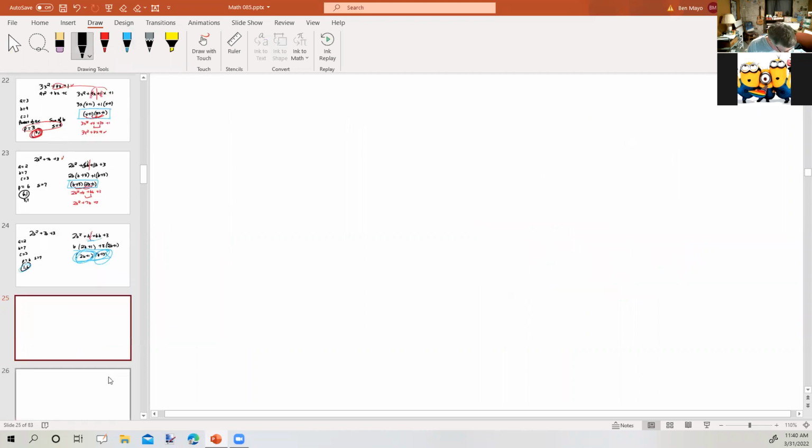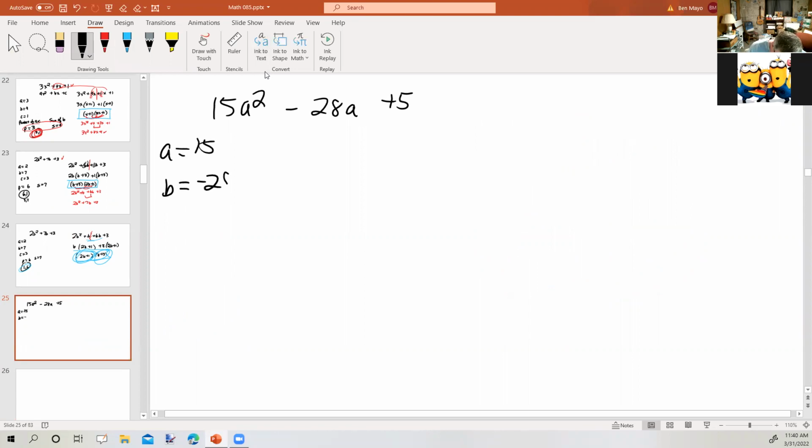Let's take a look at this example. 15a squared minus 28a plus 5. So here we have a trinomial in standard form. It doesn't have a greatest common factor, and the leading coefficient is not a 1. So A is 15, B is negative 28. Let's make that a little nicer. And C is 5. The product is A times C, which is 75. And the sum, which is B, is negative 28.